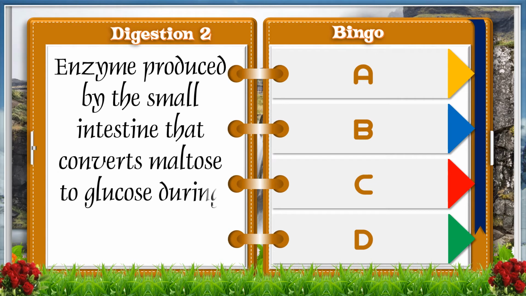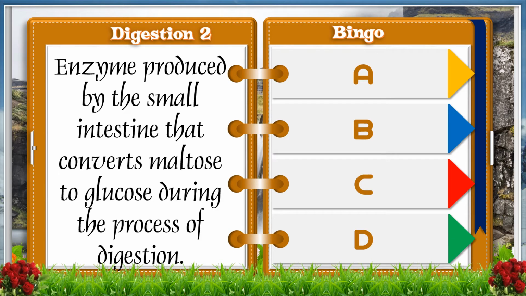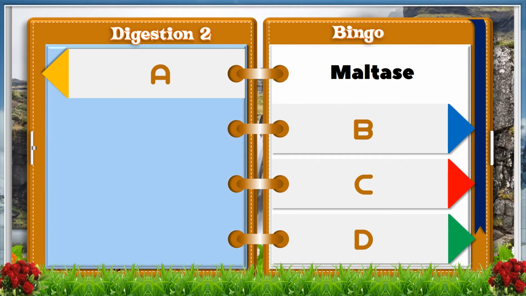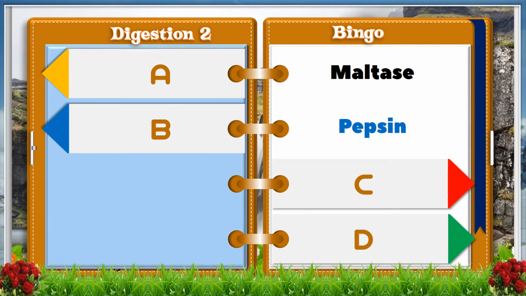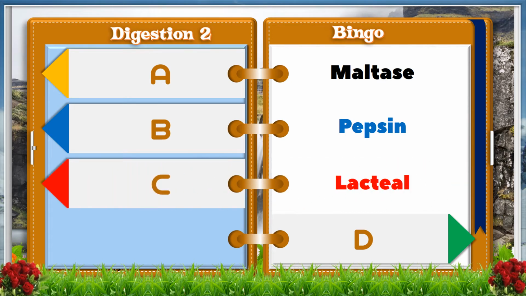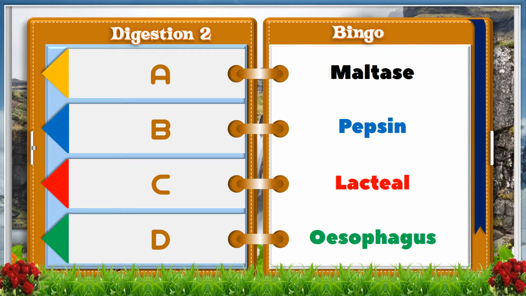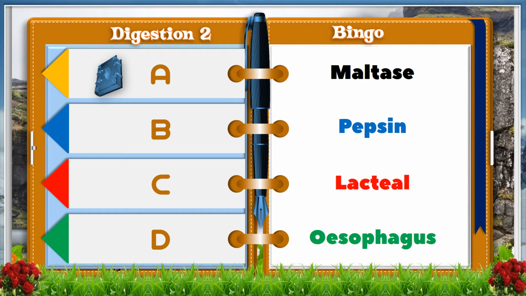Enzyme produced by the small intestine that converts maltose to glucose during the process of digestion. A. Maltose. B. Pepsin. C. Lactase. D. Oesophagus. And the answer is A. Maltose.